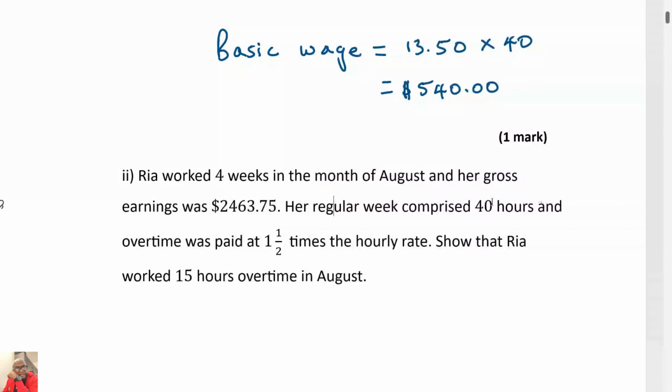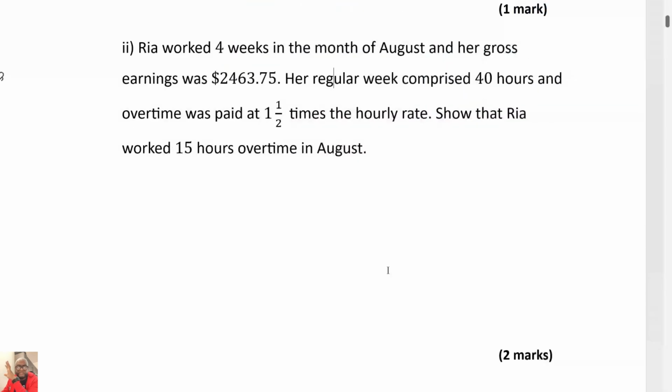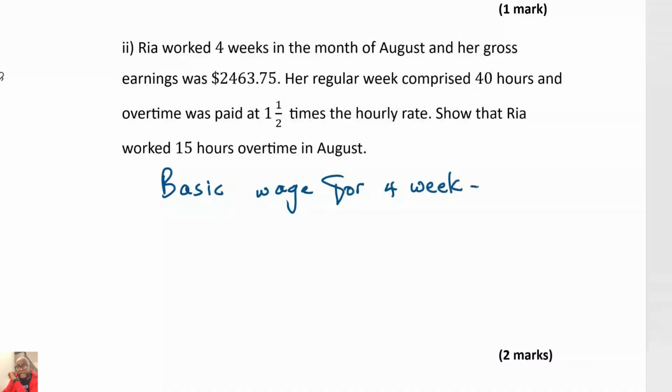Her regular week comprised of 40 hours and overtime was paid at time and a half the hourly rate. Show that Ria worked 15 hours overtime in August. The first thing I go and find is her basic wage for the 4 weeks, right? How did I say we calculated that? The basic wage for the 4 weeks.